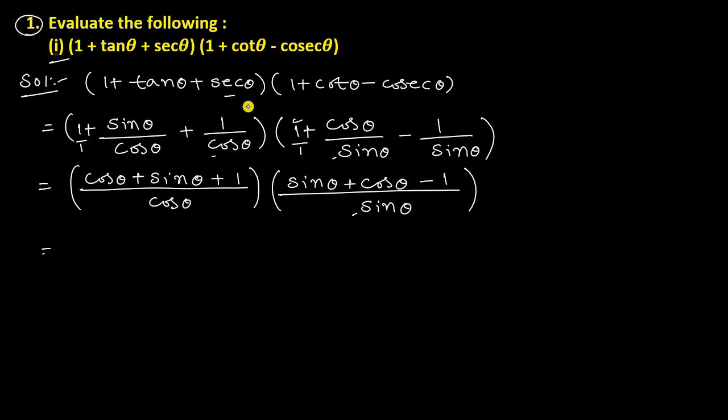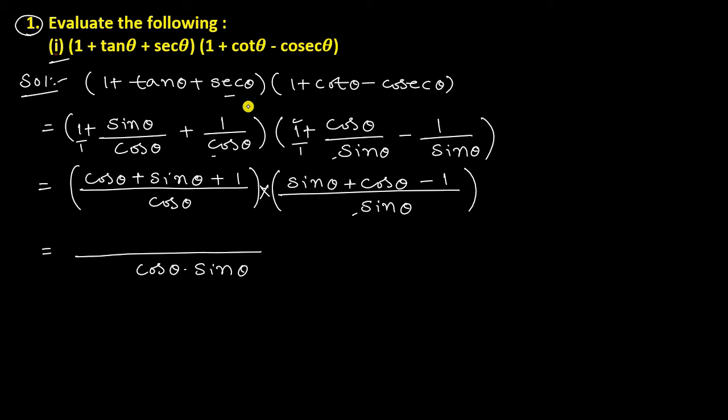that equals to. Now we have two fractions under multiplication. So if we have two fractions under multiplication, what do we do? We multiply the numerators divided by multiply the denominators. So we'll multiply denominators first. Denominators are cos theta and sin theta. So what do we get? Cos theta into sin theta is cos theta sin theta.